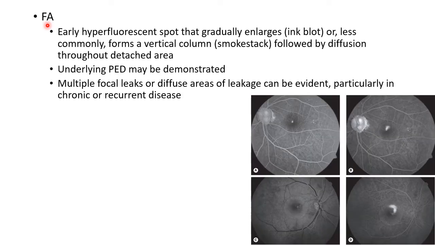Now let us discuss fundus fluorescein angiography in a case of CSR. There will be early hyperfluorescent spot that gradually enlarges. This is called ink blot appearance. Less commonly, it can form a vertical column which is called smokestack appearance. This is followed by diffusion throughout the detached area. These two pictures show ink blot appearance and these two pictures show smokestack appearance. The underlying PED may be demonstrated by fundus fluorescein angiography. There can be multiple focal leaks or diffuse areas of leakage, particularly in chronic or recurrent cases of CSR.